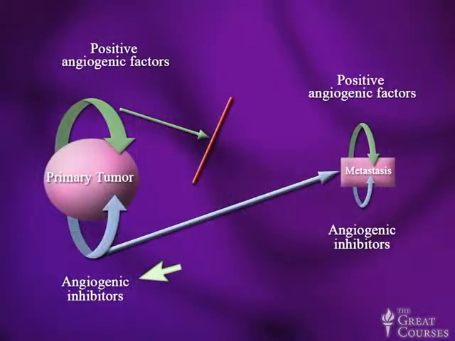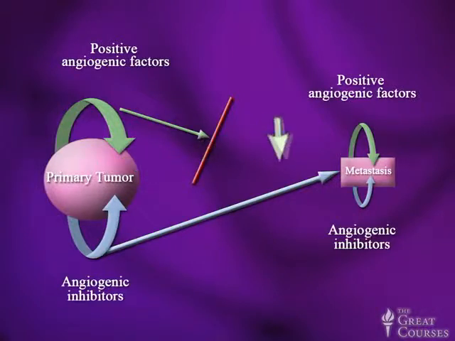Here's the primary tumor. This is putting out both inhibitors and positive factors for growth. But in the case of the primary, the tumor is putting out many more angiogenic factors biologically because it needs them. It doesn't want such a balance. It wants to grow. And it's overwhelming its own system and overwhelming the inhibitors so that the primary is growing.